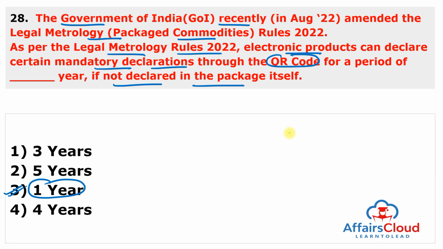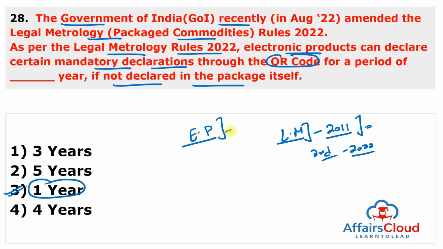So the government of India has amended the legal metrology packaged commodity rules of 2011 for ease of doing business and reducing the compliance burden for the electronic industry. So through the legal metrology packaged commodities second amendment rules of 2022, the Department of Consumer Affairs under the Ministry of Consumer Affairs has allowed the electronic products to declare certain mandatory declarations through the QR code for a period of 1 year if not declared in the package itself. If electronic companies don't want to declare anything on the package itself, then they can declare these mandatory declarations on the QR code, and it is for the 1 year.